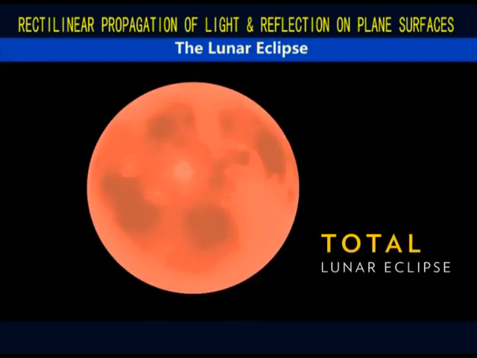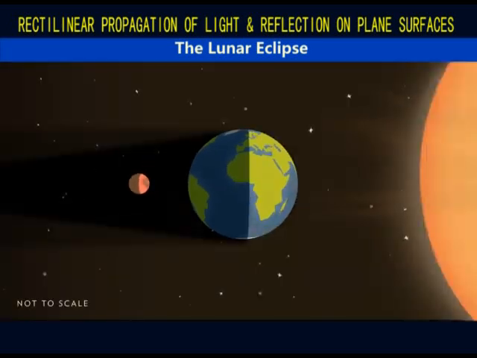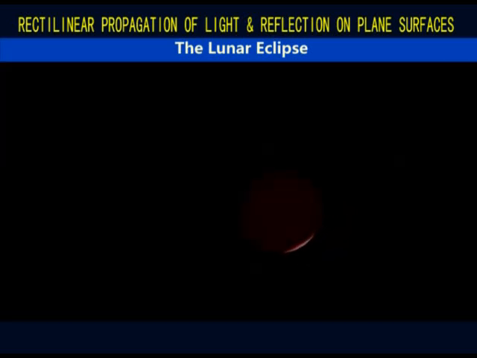A total lunar eclipse happens when the sun, the Earth and the moon are in total alignment and the moon falls within the Earth's umbra. Total lunar eclipses turn the moon into a dull red body.